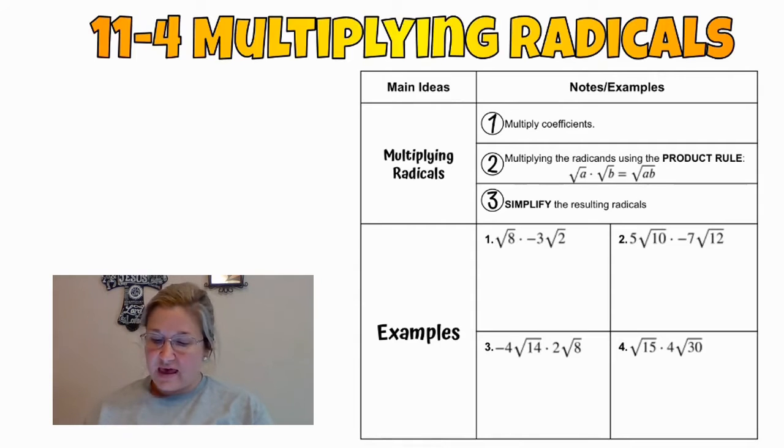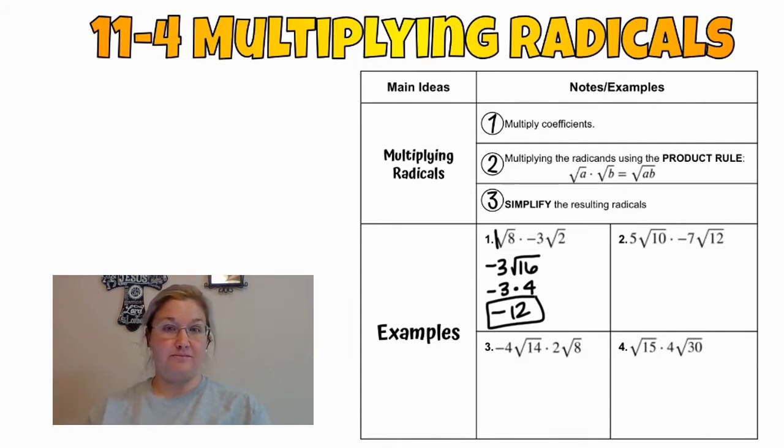So let's look here. I have the square root of 8 times negative 3 square root of 2. There is a coefficient, it's a 1. So I would multiply 1 times negative 3 first. And then I would have the square root of 8 times 2, which is where I get that 16 from. That gives me 16, which is a perfect square. That makes 4. So it's negative 3 times 4, which makes negative 12. So that's just a nice, pretty number. So multiply coefficients, multiply radicands.